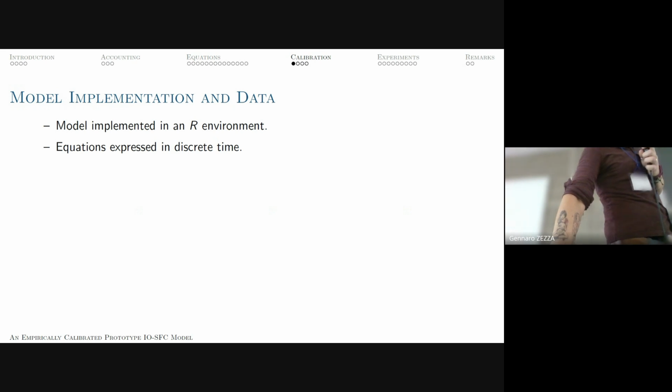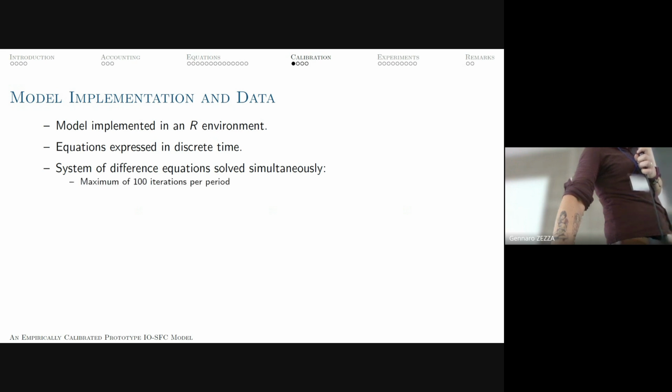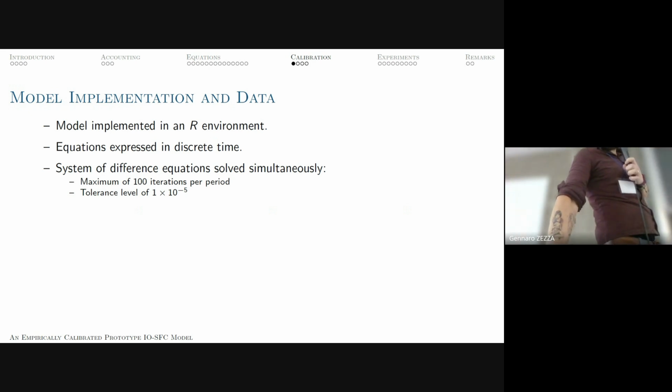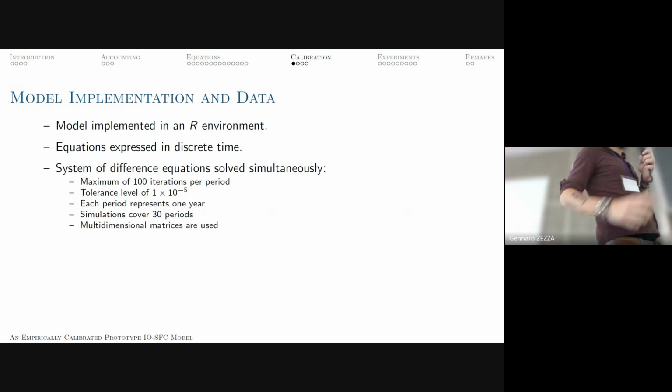The model is implemented in our environment. Equations are expressed in discrete time, and the system of difference equations is solved simultaneously using a maximum of 100 iterations per period and a quite low tolerance level. Each period represents 1 year. The model covers 30 periods, but I tried it for 100 periods, and it works.